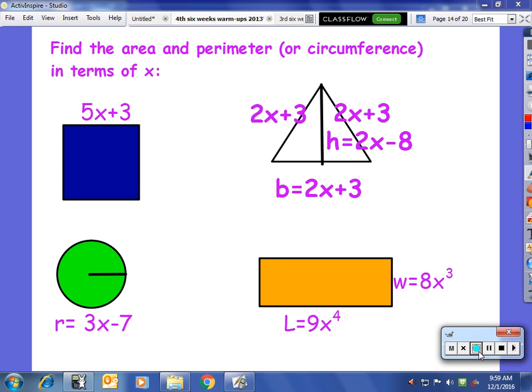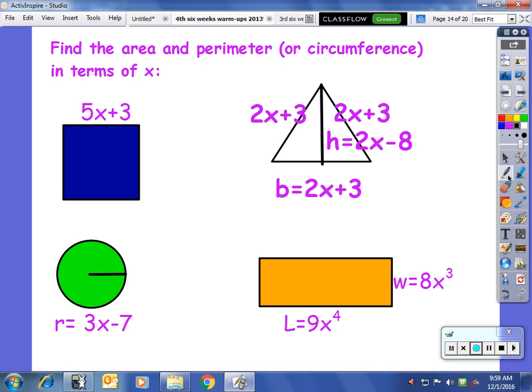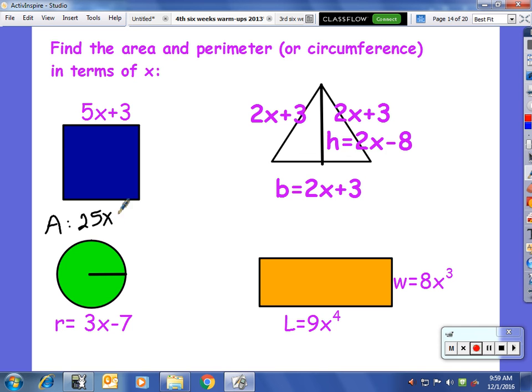Okay, let's go through the answers to the warm-up. The area for number 1. Area of a square is side times side, right? So let's see what I'm getting for area here. Whoa. What I'm getting for area would be 25x squared plus 30x plus 9.